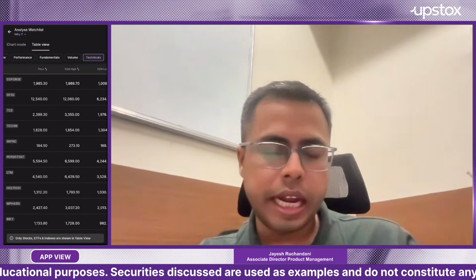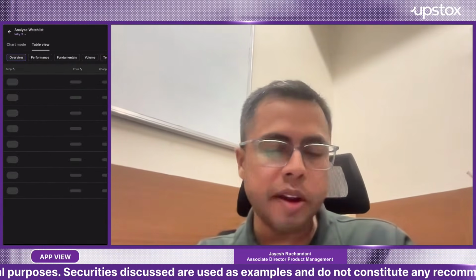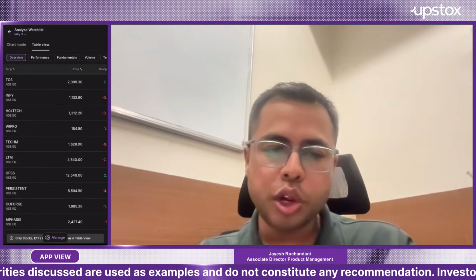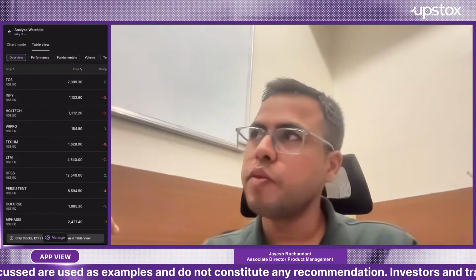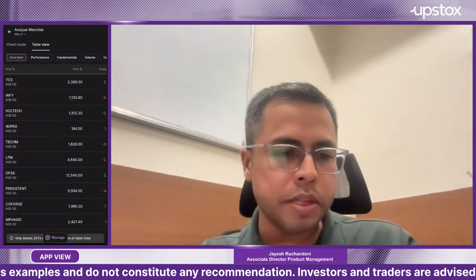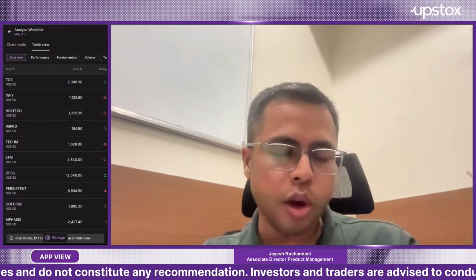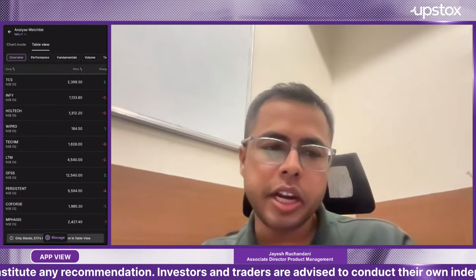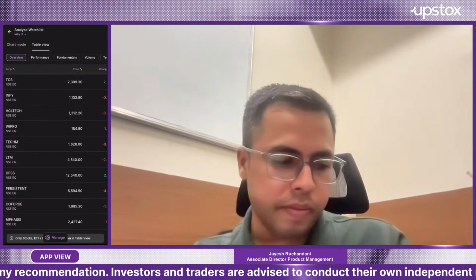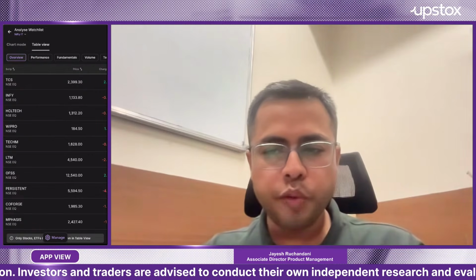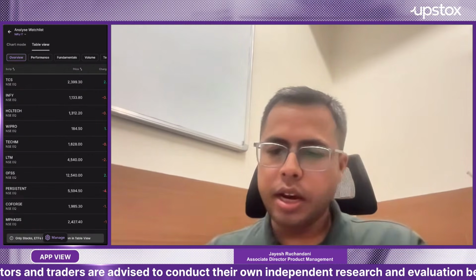So yeah, that's about it. The table view works only for three classes of instruments. It works for stocks, it works for ETFs, and it also works for indexes. For the F&O scripts, because much of these parameters are not applicable, they won't show up in the table view. So yeah, these were the two features that we discussed.